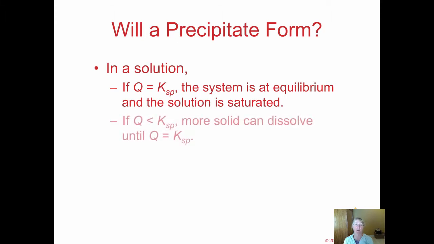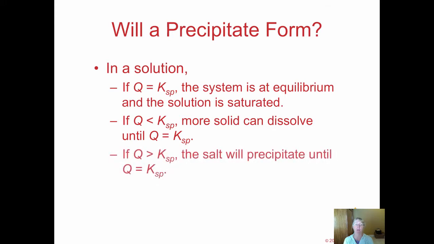And if it's equal to the Ksp, it's at equilibrium, it's saturated. If your Q is less than the Ksp, it means you haven't hit equilibrium yet. You could put in more solute and it would dissolve. And if the Q is greater than the Ksp, that means that you've gone beyond the Keq, or beyond the equilibrium, and you're going to have salt precipitating out. So the questions always are like, will a precipitate form? Let's do one of those problems.